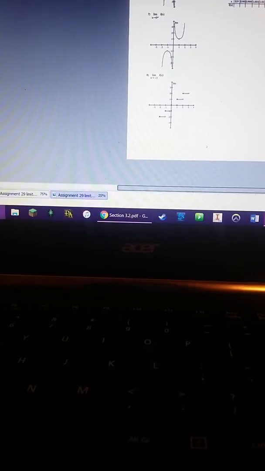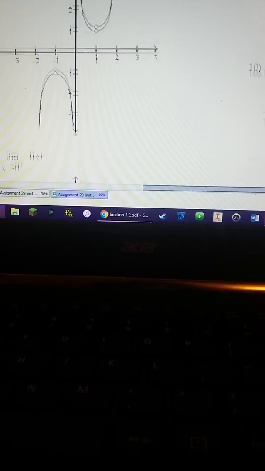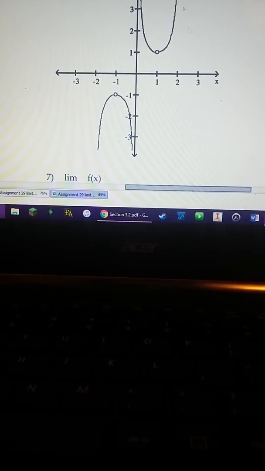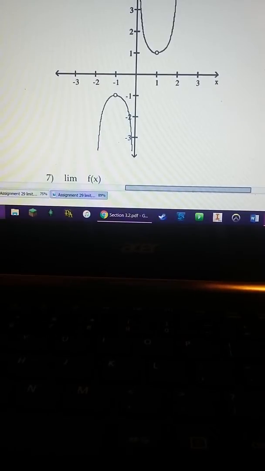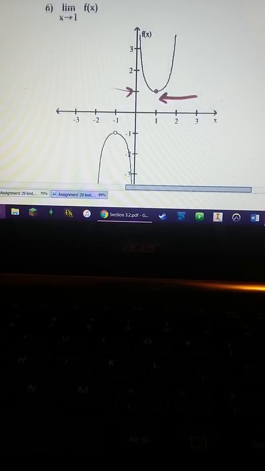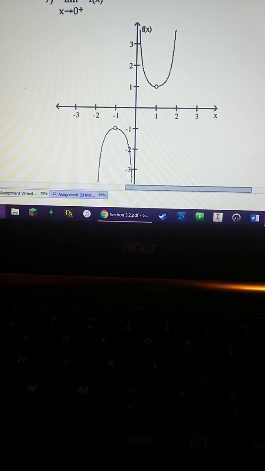And here's the next one. As x approaches 1, so right here, as x approaches 1, what is the limit of f of x? It looks like 1, because this is the only line that has anything to do with it. So right here, I'm pretty sure you would just put 1. Go down here.